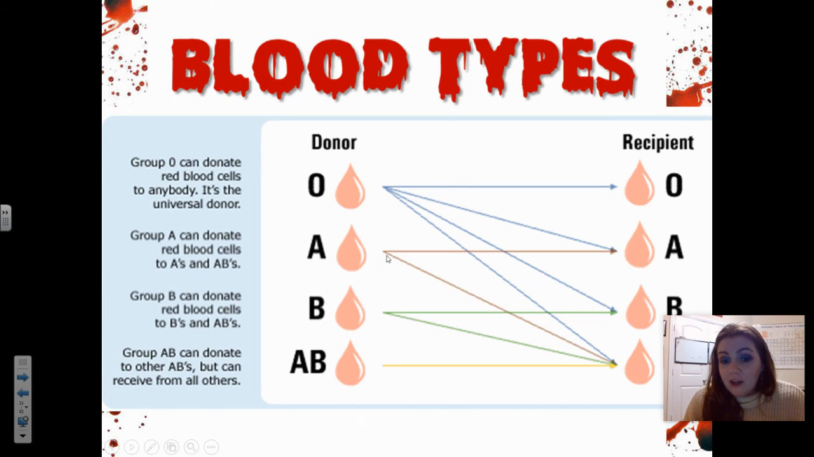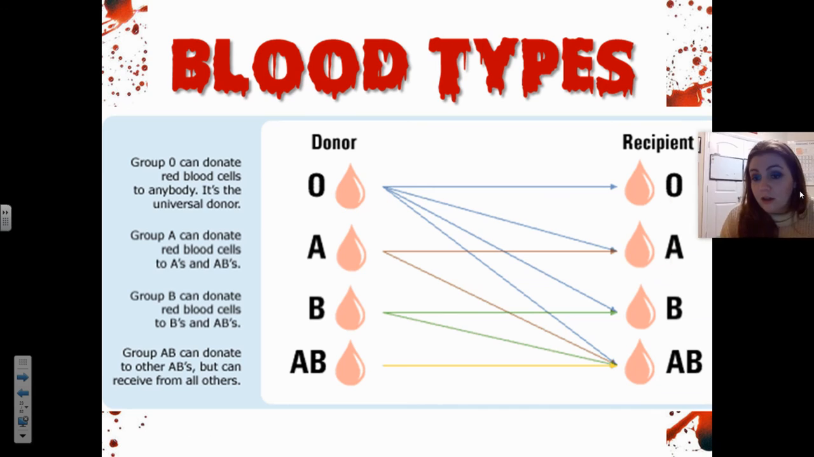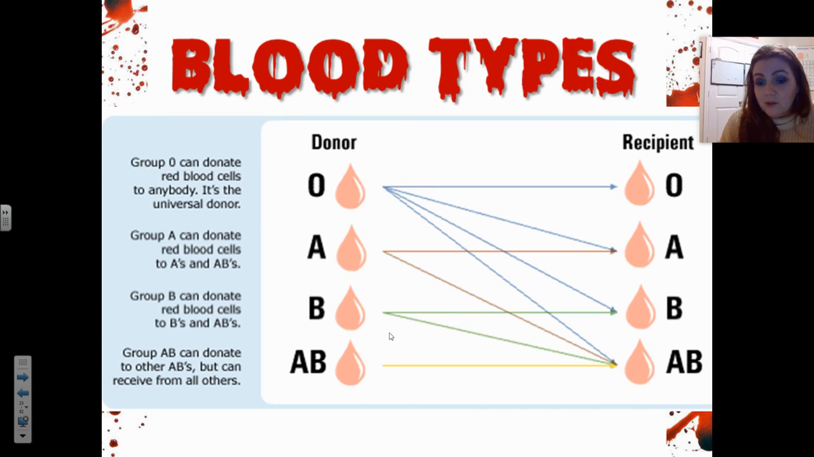A can give to A and AB. B can give to B and AB. And AB can give to AB. That's it. If you're an AB blood type, you can't give it to anybody except AB because everybody would fight you. If AB gave to B, it would fight the A. If AB gave to A, it would fight the B. If AB gave to O, it would fight the A and B. So AB is not a very good donor except for AB.